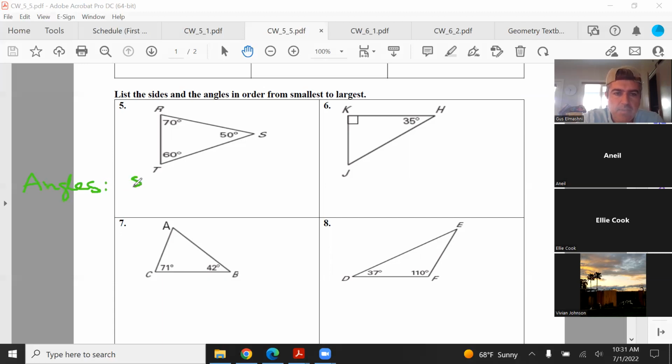Okay, angle S less than angle T less than angle R. That's all. It's pretty obvious. Angle S is 50, angle T is 60, angle R is 70. Sides.